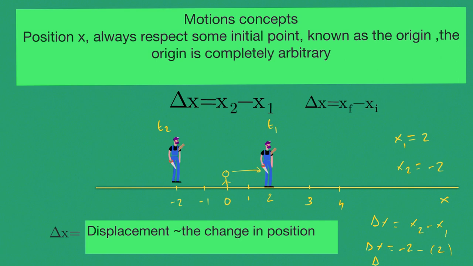So how do we see that the displacement is equal to minus 4? The displacement is from t1 to t2, so he has performed this displacement delta x. There are 4 units, and the 4 units are moving to the left, so delta x is minus 4. So this is the displacement of the object.